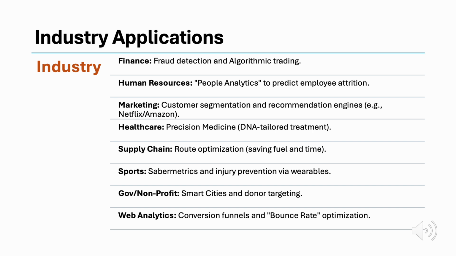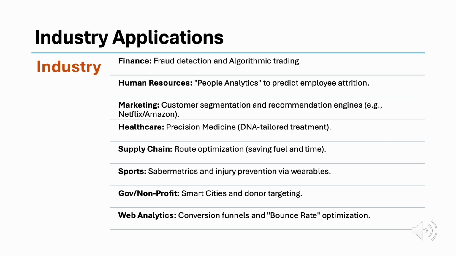Healthcare and medicine. In healthcare administration, analytics optimizes hospital staffing and bed availability. In clinical medicine, it's even more profound. Precision medicine uses a patient's genetic data to tailor specific treatments, moving away from a one-size-fits-all approach to drugs.